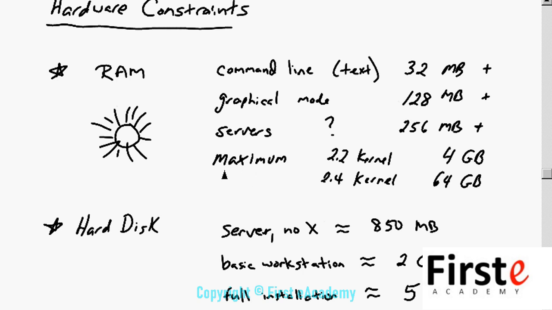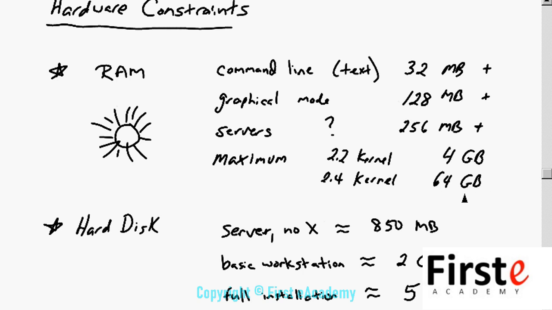And then there's a question of how much main memory you can have in your system. What's the maximum amount of main memory that you can have? Well, it depends on which kernel you're running. If you're running the 2.2 kernel, we're talking about 4 gigabytes of RAM. And if we're running the 2.4 kernel, we're talking about 64 gigabytes of RAM.